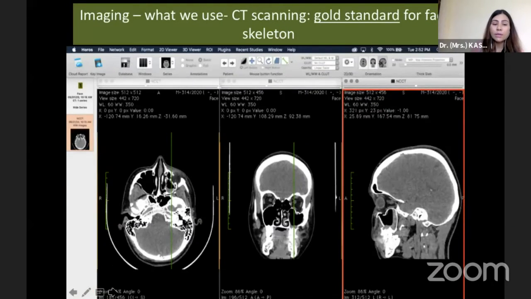Imaging is the gold standard, where we need to examine the axial, the coronal, and also the sagittal, so that we can see the fracture in the same plane in all the three sections.